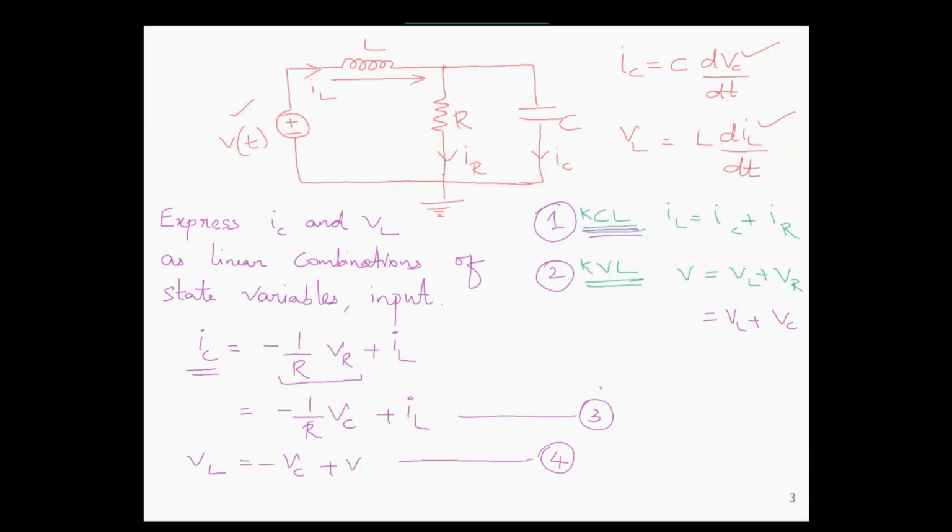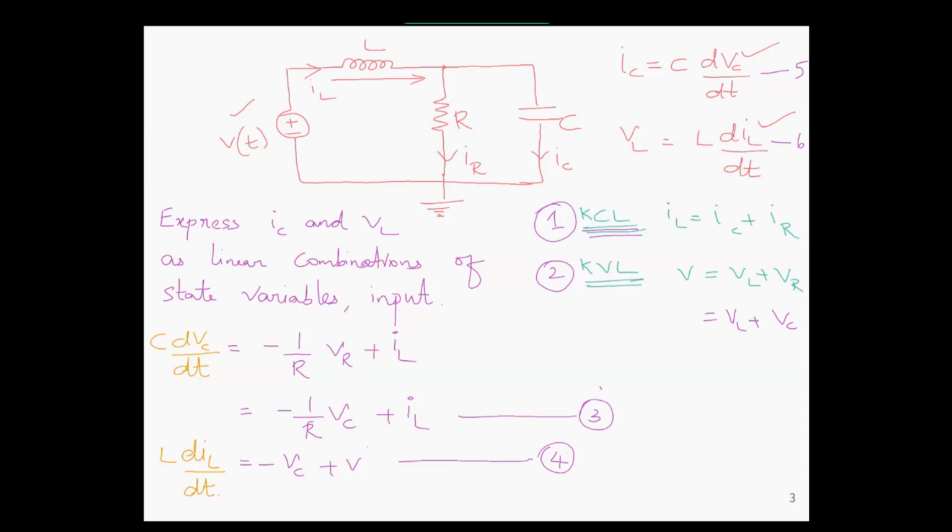And from Kirchhoff's voltage law, that is equation number 2, we get VL is equal to minus VC plus V. So we substitute equations 3 and 4 in the first two equations. Here I have named them equations 5 and 6. The left sides of both these equations are the same, IC and VL. So we equate the right sides and we come up with the equations C dVc by dt is equal to minus 1 by R Vc plus IL and L dIL by dt is equal to minus Vc plus V.